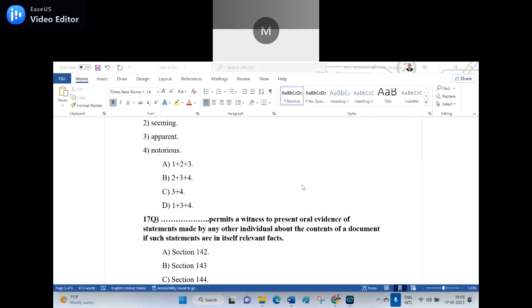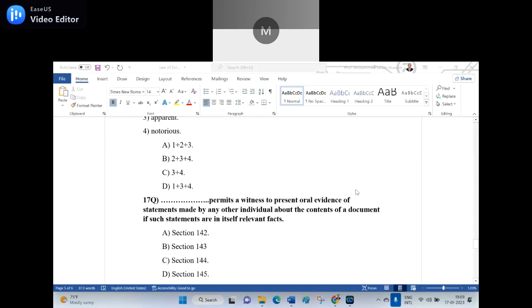Okay, next, 17th question. Dash permits the witness to present oral evidence of statements made by any other individuals about the contents of a document if such statements are itself relevant fact. Option A, section 142. Option B, section 143. Option C, section 144. Option D, section 145.